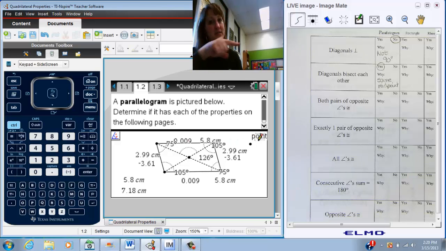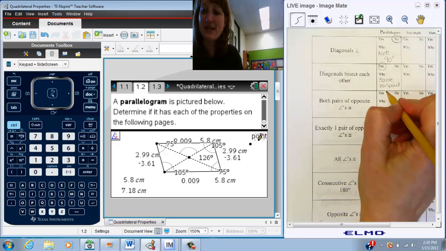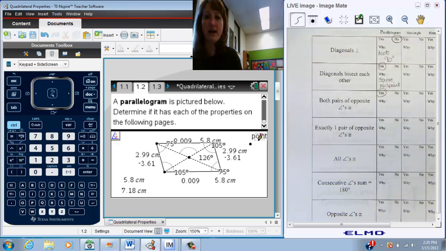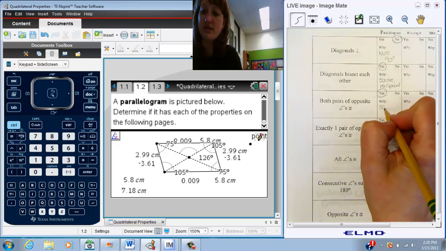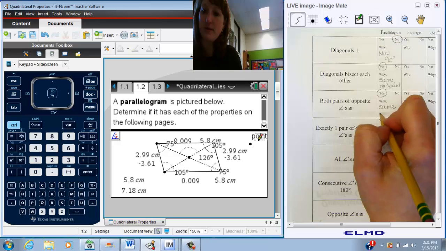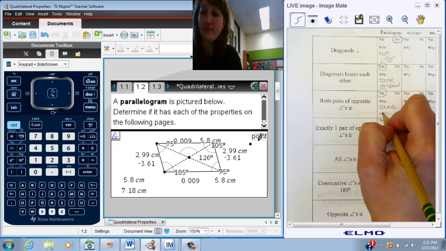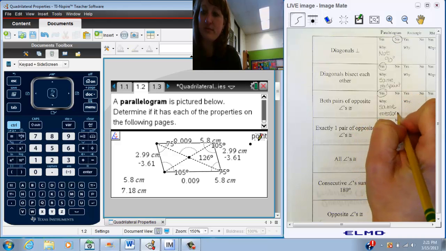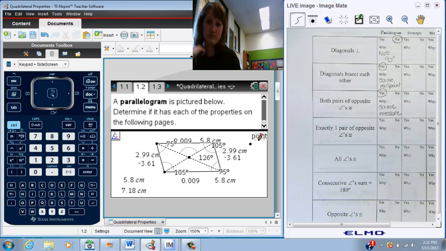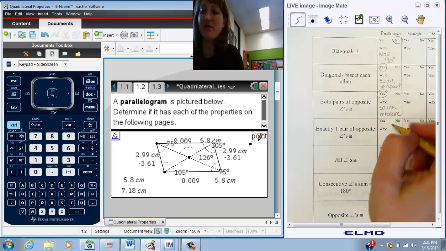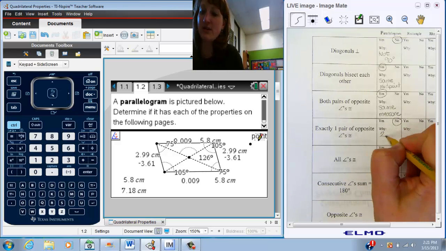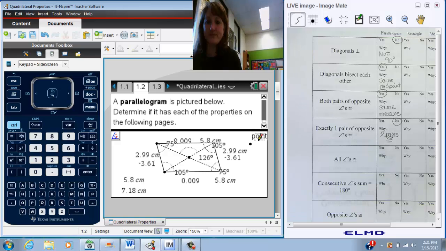So are the opposite angles congruent? Yes. And why? Because they are the same measure. Next one, is there exactly one pair of opposite angles congruent? Well, if there's two, like we just saw, then for this one we have to say no, and again, because there are two pairs that are congruent.